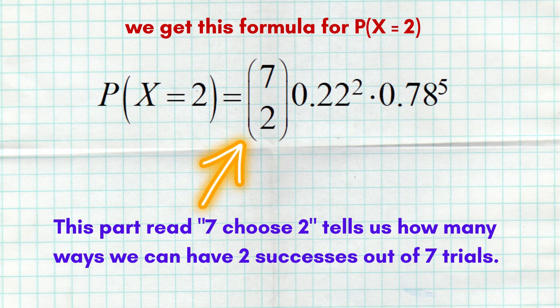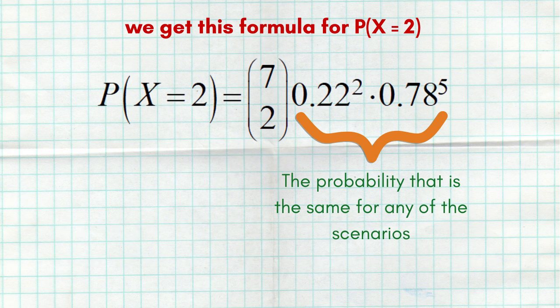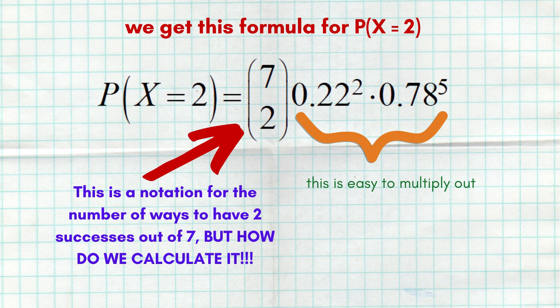So in our formula to figure out the probability of 2 successes in this problem, the first part, the 7 choose 2, tells us how many different ways we could have 2 successes in 7 trials. Then we have the probability that is the same for every one of those combinations: 0.22 squared for the 2 successes, times 0.78 to the 5th for the 5 failures. Okay, so how do we calculate the 7 choose 2 to get how many different possibilities we have? Again, we understand that there are multiple possibilities. The probability of each of those is the same. We have 0.22 squared times 0.78 to the 5th. But how many possibilities are there?